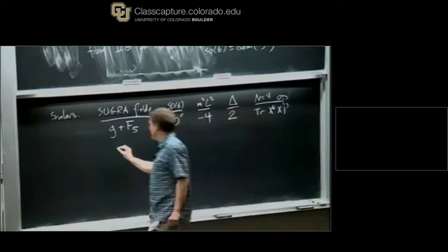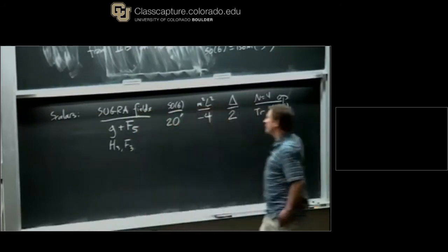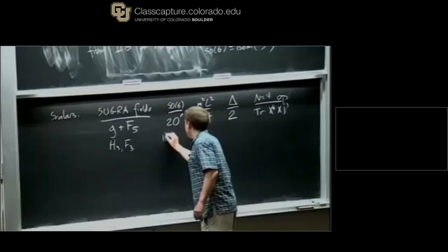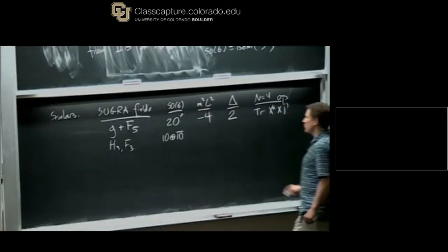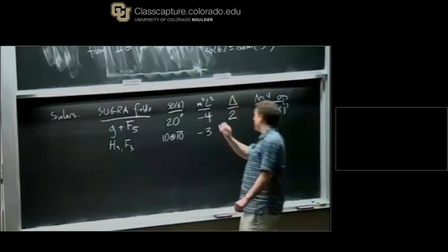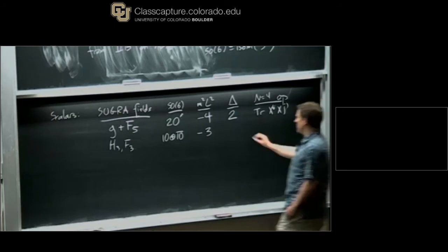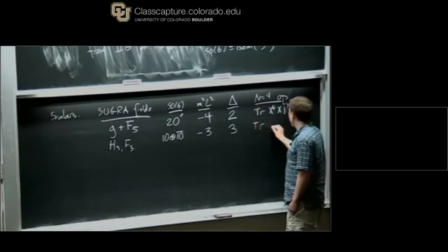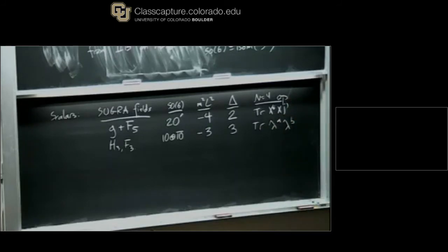Another set of fields come from the three-form field strengths, H3 and F3 of type IIB. These end up in the 10, which is complex, and its complex conjugate of the SO(6) group. They also have negative mass squared, but it's not all the way down at the Breitenlohner-Freedman bound. They have dimension 3, and these correspond to fermion bilinears in N equals 4 super-Yang-Mills.